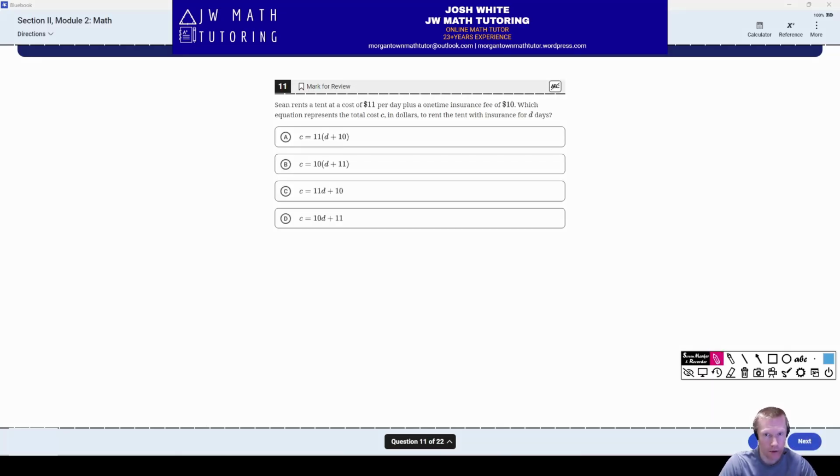Next up, question number 11. Basically interpreting this text into an equation for renting a tent at a cost of $11 per day plus a one-time fee. Okay, so there's a one-time fee of $10, and then it's $11 per day. So that needs to be multiplied by D days to get your total cost. And then that's just going to equal C.